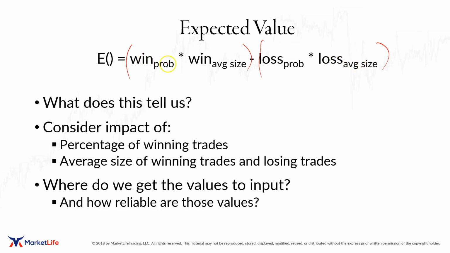Now, the winning and losing probabilities may not sum to 1 because there may be some break-even trades. Those do not need to be included in this formula because you'd be multiplying by 0. By definition, your break-even trade would be 0. So what does this formula tell us? Well, over a large sample of trades, this is how much we are likely to make or lose on each individual trade. This expected value is the bottom line. You can derive it from your actual trading. If you have a record of many trades, you can calculate your expected value.